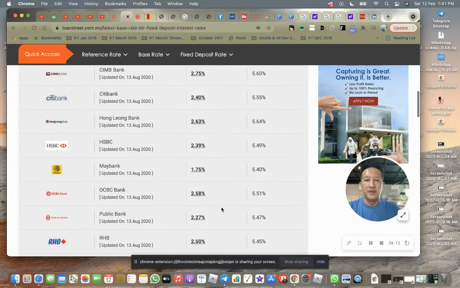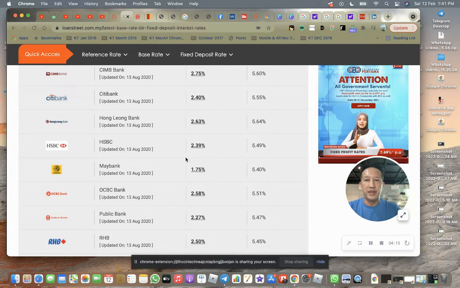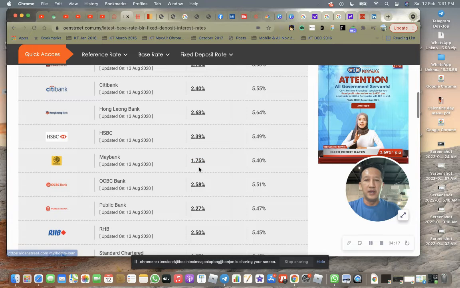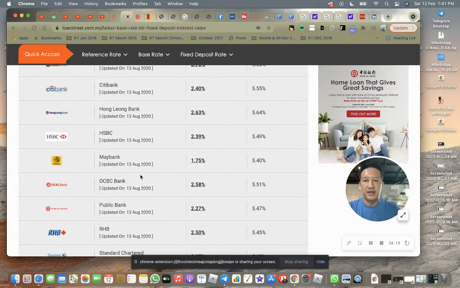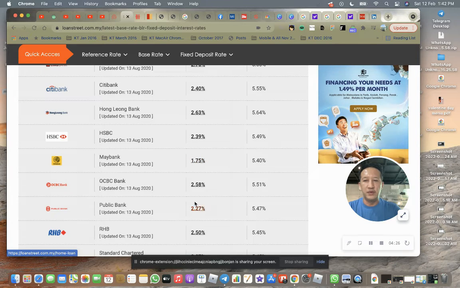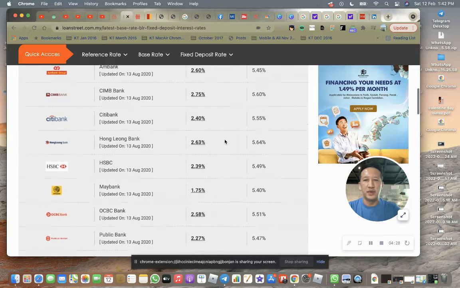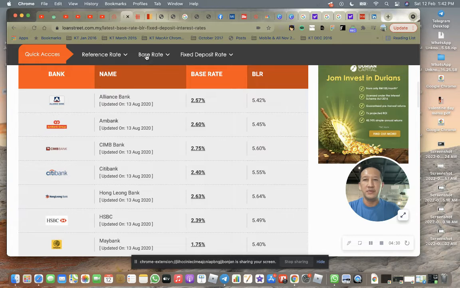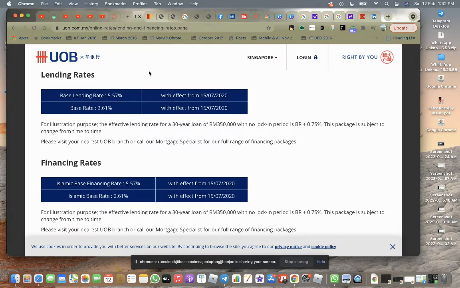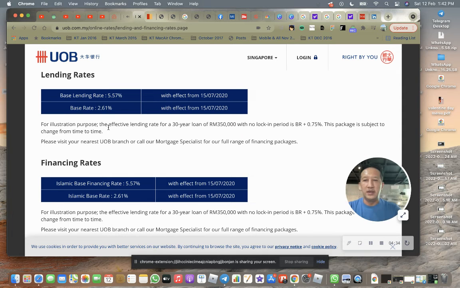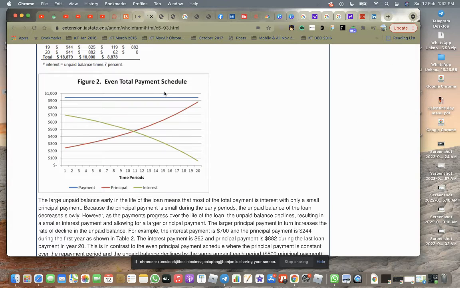So you can see that Maybank is a bit lower. I think this is updated a bit, not so recent. It shouldn't be much different. We should be around the 2.27 range as well, or 2.3. So this is for UOB Bank, 2.61. There is something called the Islamic loan as well, but I will not talk about it this time.